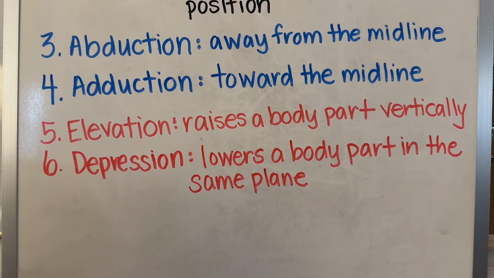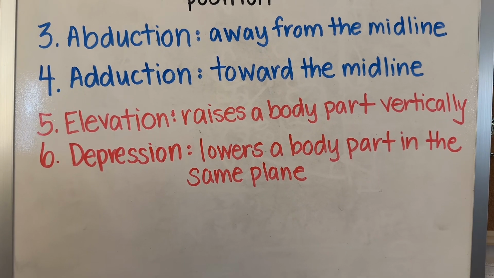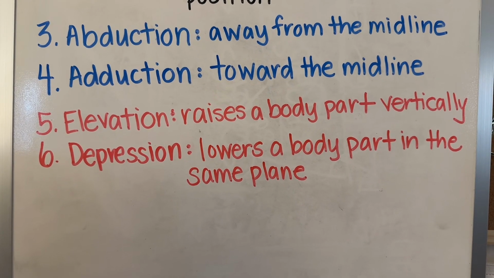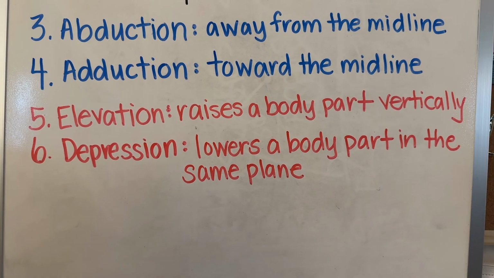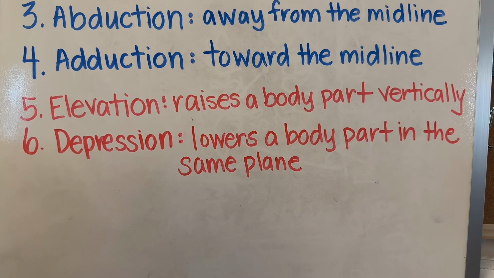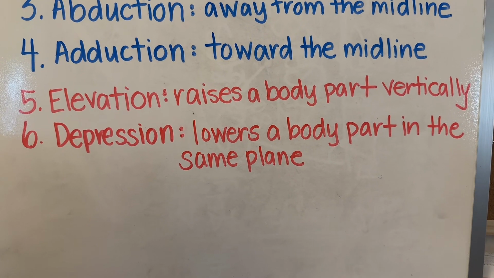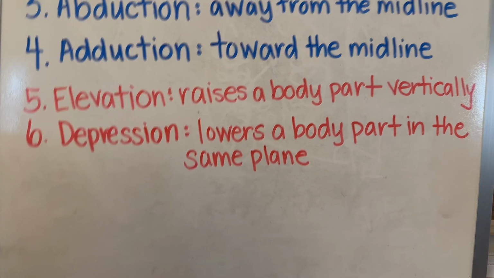All right, moving on to number 5 and 6, we have elevation, which is a movement that raises your body part vertically in the frontal plane. And depression is when it lowers a body part in the same plane. And for this, I will be demonstrating elevation of the shoulders and depression of the shoulders.